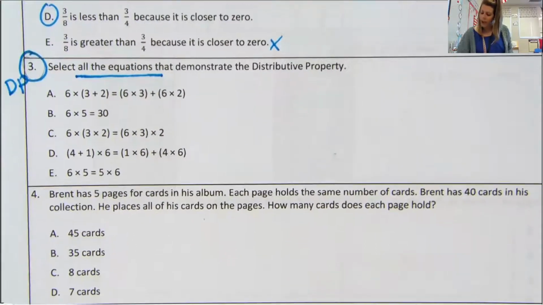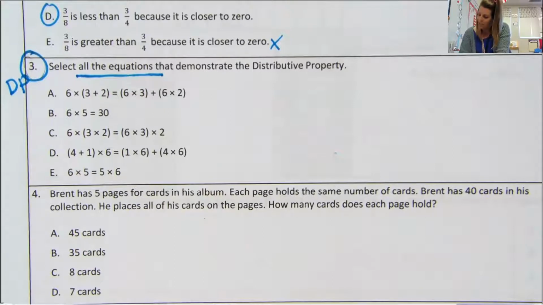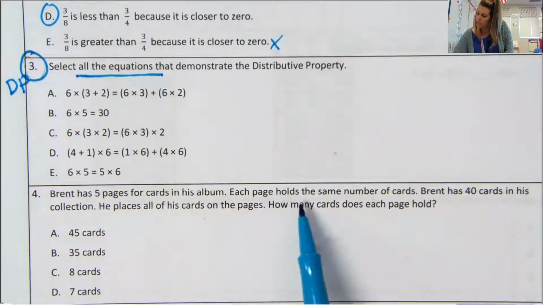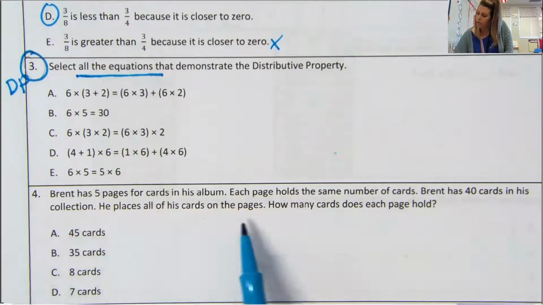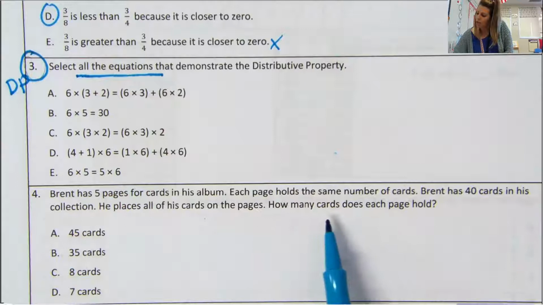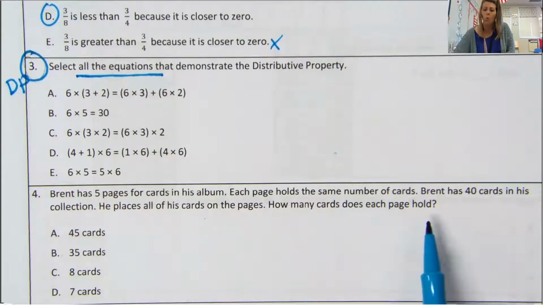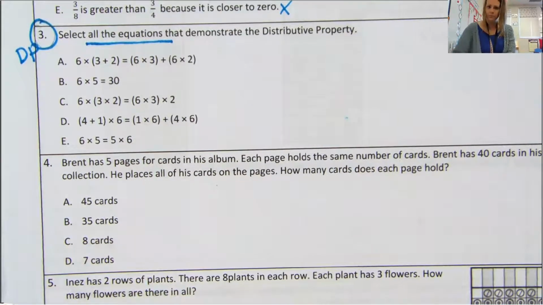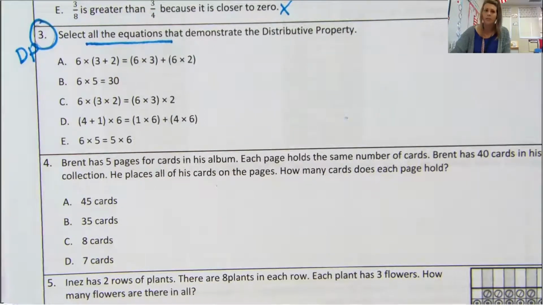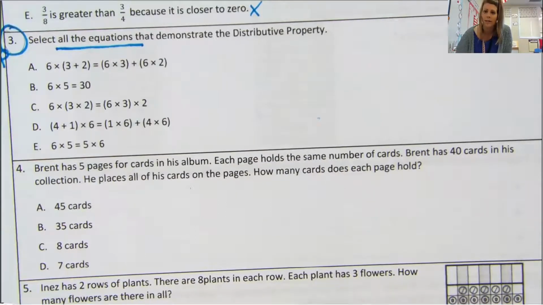Number 4, Brent has 5 pages for cards in his album. Each page holds the same number of cards. Brent has 40 cards in his collection. He places all his cards on the pages. How many cards does each page hold? All right, take a minute, answer that one. All right, let's think about what we know. If you need to pause the video and solve it, go ahead and do that.